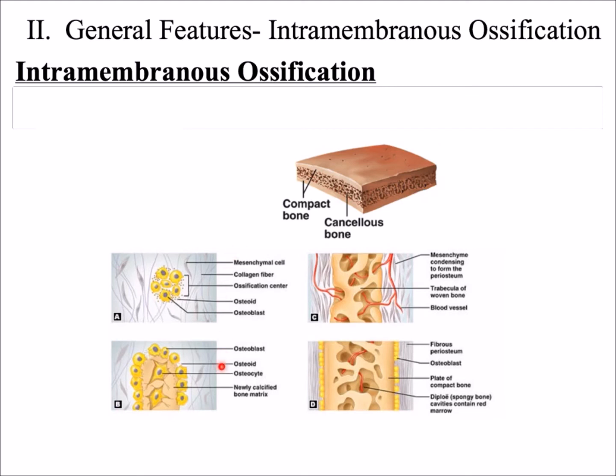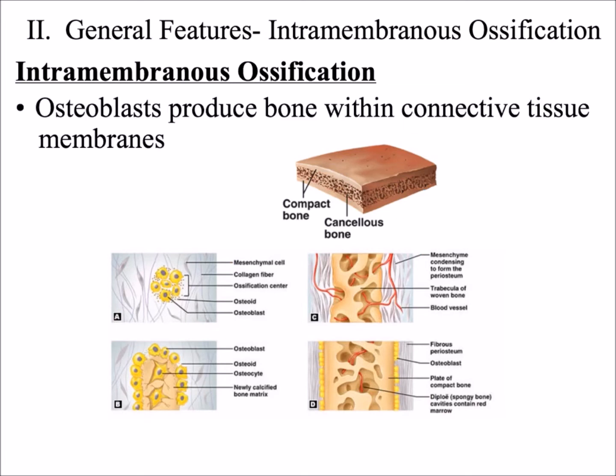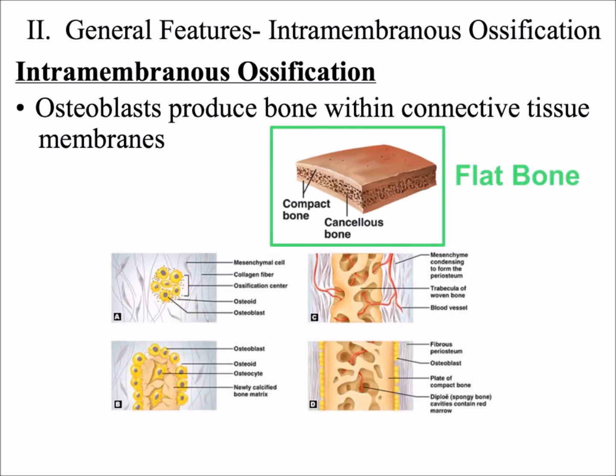Forget about all of this information here. That's not the important part. The important part is that intramembranous ossification is the process of making bone between connective tissue membranes. And the result of making bone within connective tissue membranes is this classification of bone right here called a flat bone. So intramembranous ossification is responsible for making flat bones.